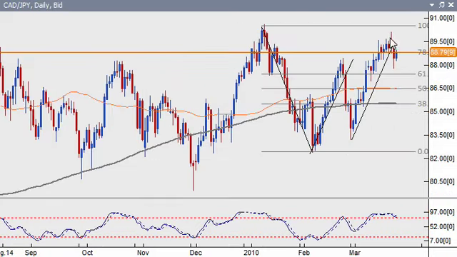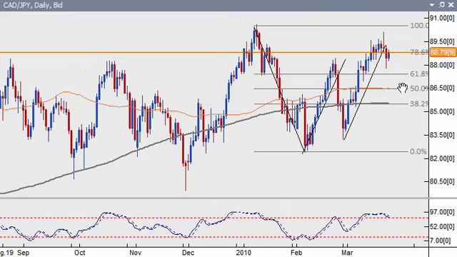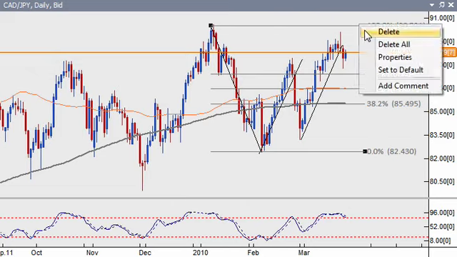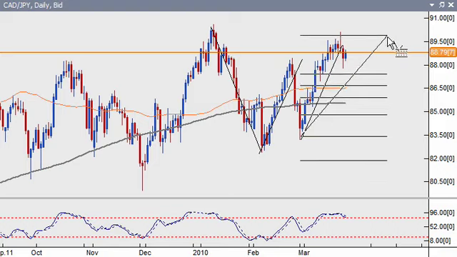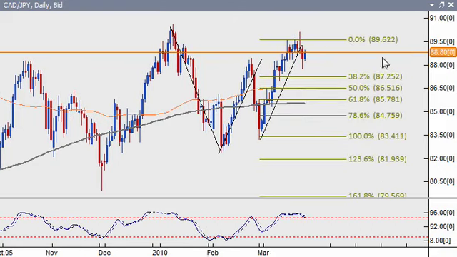Looking at the daily, the market comes down. So the market, if it comes down to the 86 area, is right between your 50 and 61% retracement, and right above this previous high here. Okay, so that's a good near-term target for the Canadian-Japanese yen pair.